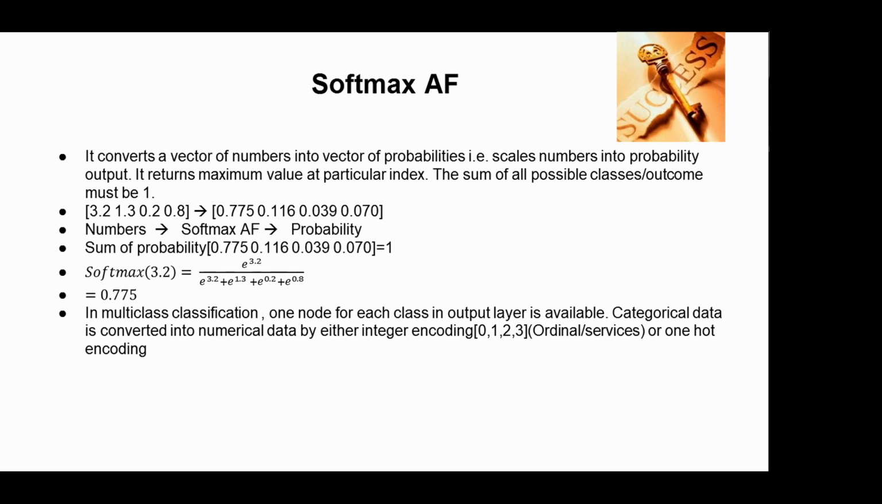Okay, that is the largest number, so it belongs to class 0. Because it has the highest probability, the object will belong to class 0. So this is about the softmax activation function.